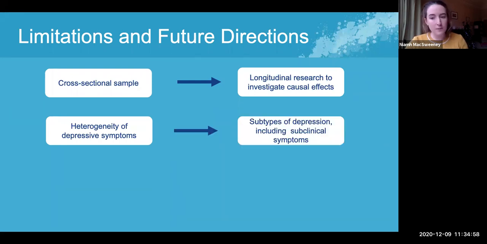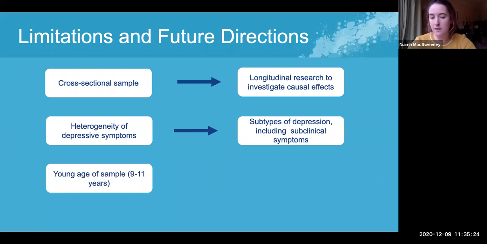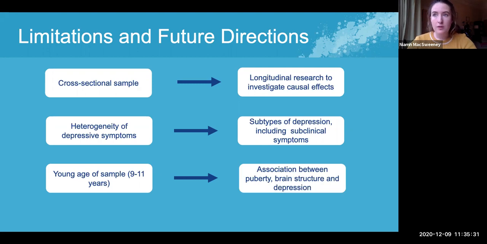So, including subtypes of depression, as well as subclinical symptoms, because we know that about a third of adolescents who experience subclinical symptoms during adolescence will go on to develop major depressive disorder as an adult. So having a wider definition of depression might be able to further our understanding of the neurobiological basis of it. And then also, this is a very young sample of adolescents, so they're really at the early stages of their teenage years. And then the onset of puberty will bring about a host of other biological changes. So that's something that I'm looking at in my next project: the association between puberty, brain structure, and depression.